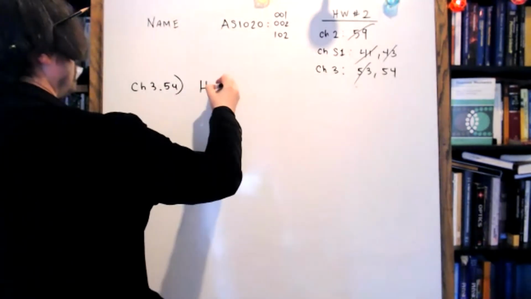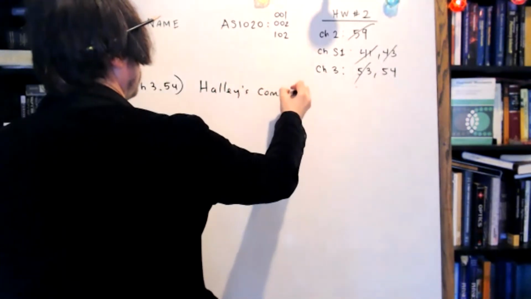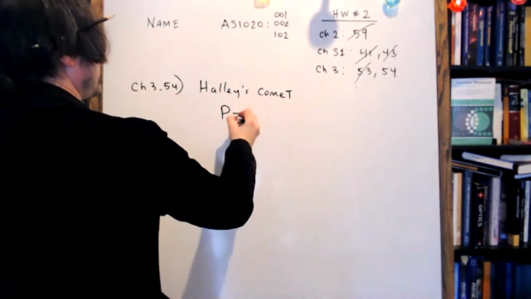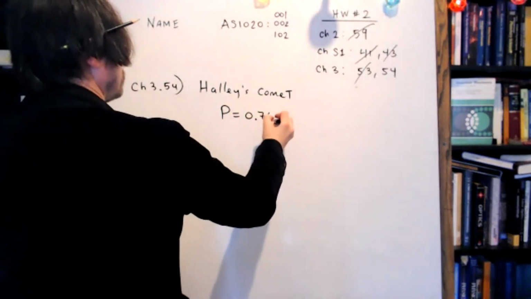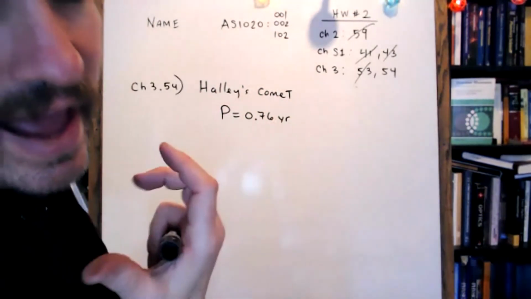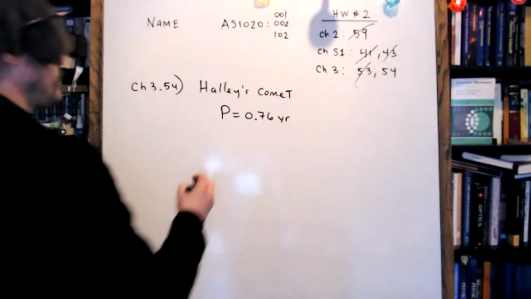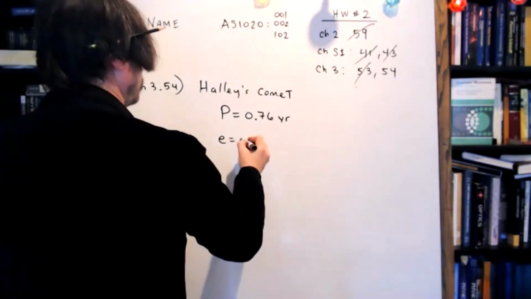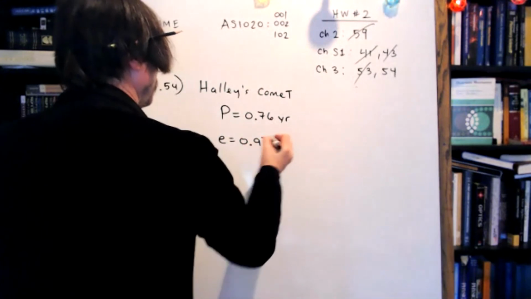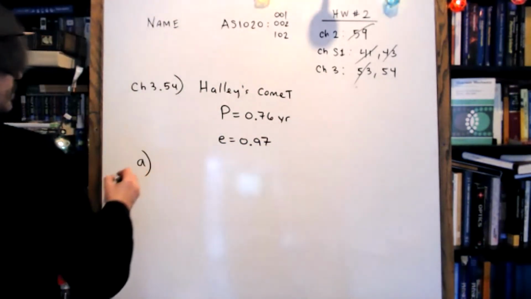So Halley's Comet orbits the sun every 76.0 years and has an orbital eccentricity of 0.97. Eccentricity, that's a word so hard to say. Part A is find its average distance from the sun, the semi-major axis.